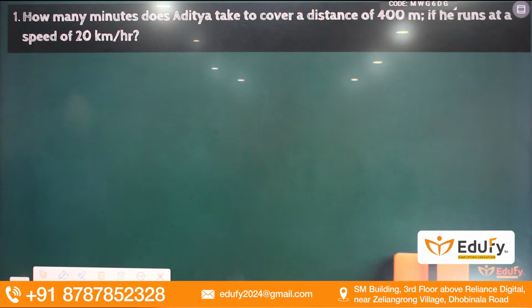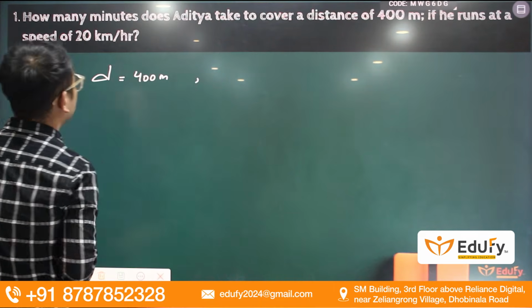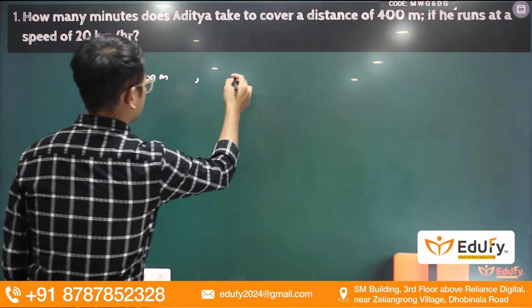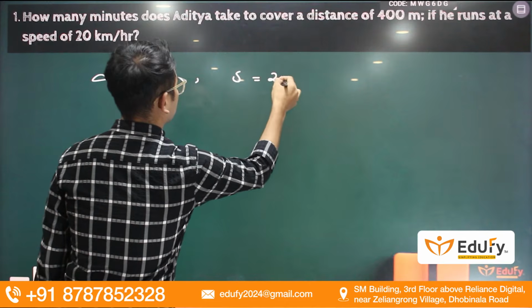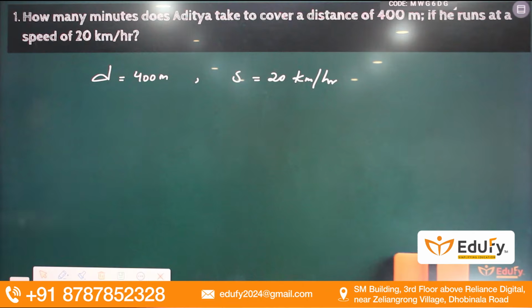How many minutes does Aditya take to cover a distance of 400 meters? Your distance here is mentioned, which is 400 meters. Now, if he runs at a speed of this much, this is the speed, which is in kilometers. I'm starting with a basic question so that you understand how these questions are done. After that, we will also discuss the different types of questions and more advanced ones.